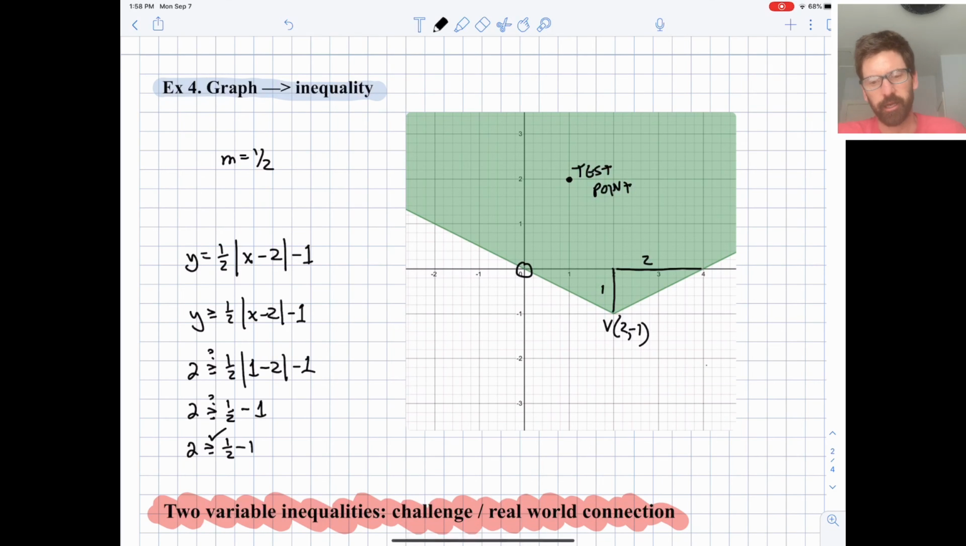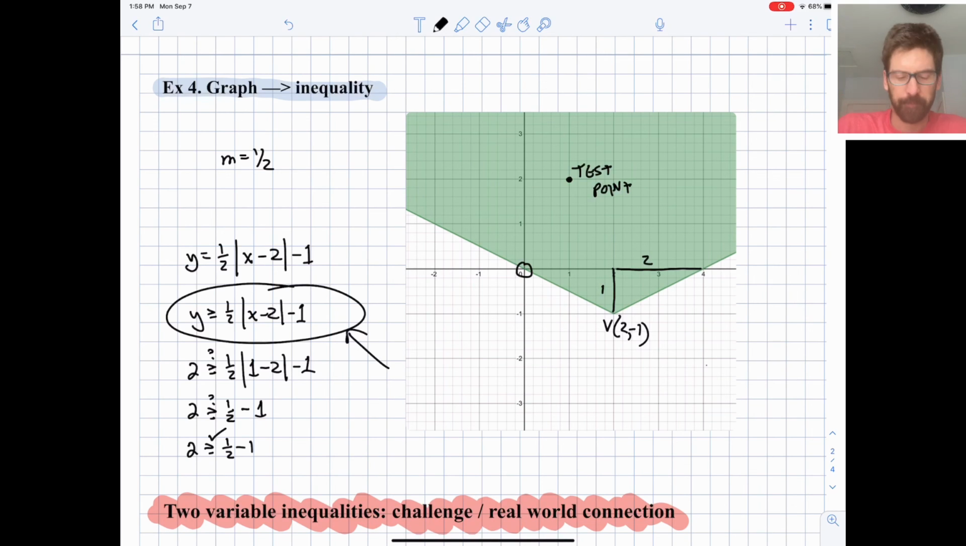It is. Okay, so that is correct that we shade the side above my function, and then it looks like we have a correct solution right in there. Nice, we made it. Good place to stop.